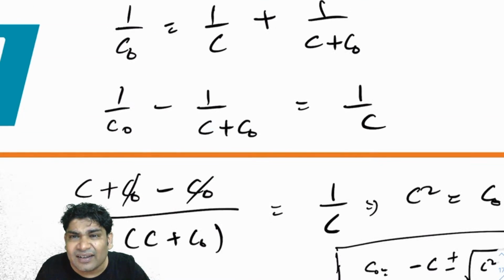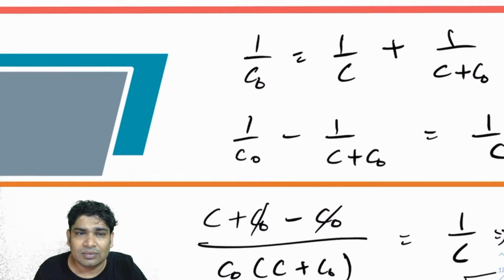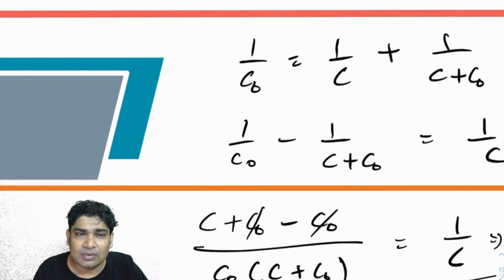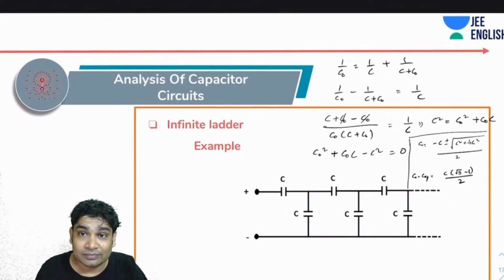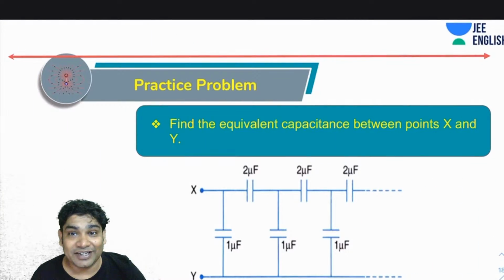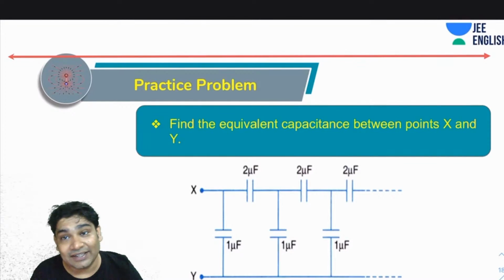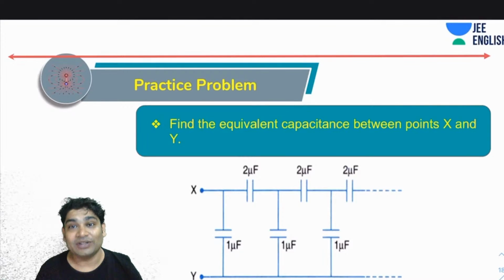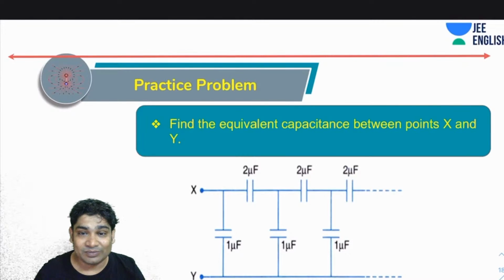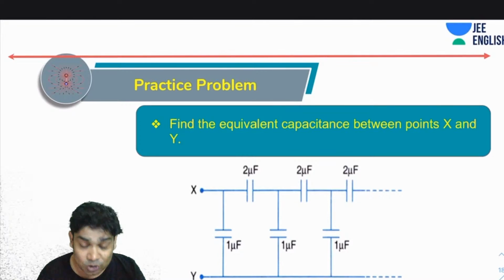Or have I written it wrong somewhere? Okay, so this is how you solve this. Why don't I give you a variation of this? So why don't you try this? Find the equivalent capacitance between points x and y as shown in the figure. So please practice this problem, all you guys.